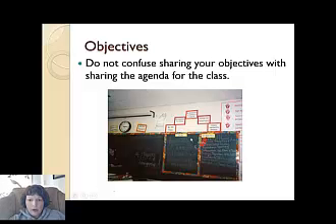The objectives are your learning goals for the day. What are they going to learn? The agenda is kind of the how. So in this case, she just put when their project was due.